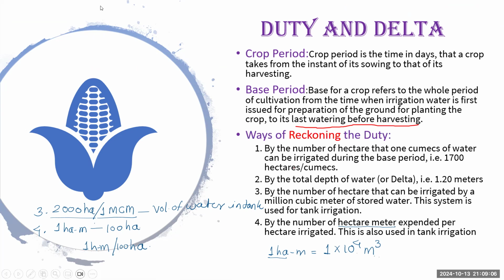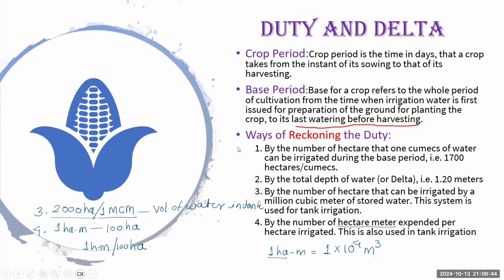Now we are going to discuss the term reckoning the duty. There are various ways of reckoning the duty. Reckoning the duty means expressing the duty. We have discussed how to express the runoff. How is runoff expressed? In terms of volume of water, in terms of centimeters sheet of water over the catchment area, and it may be in terms of discharge. In the same way, duty can be expressed in the following ways. What is the first way?